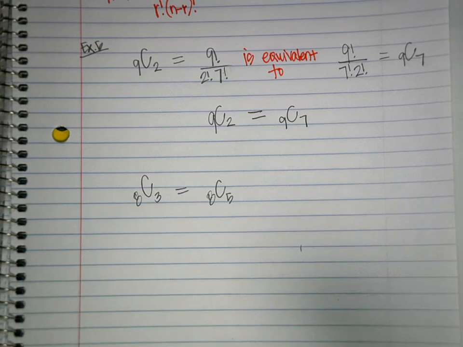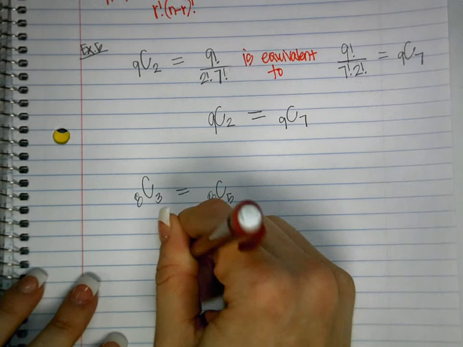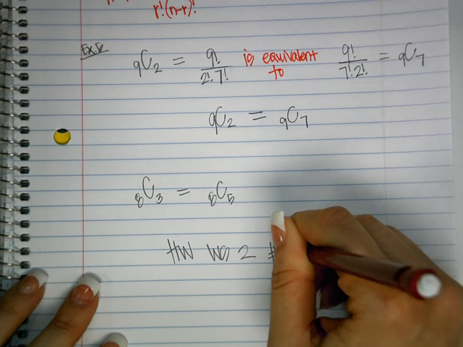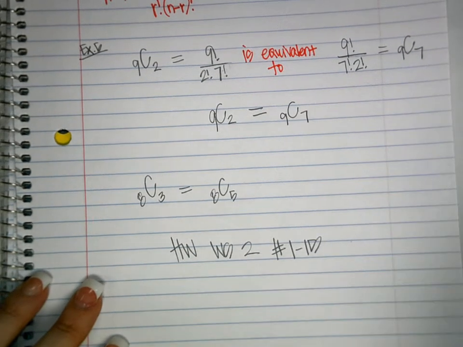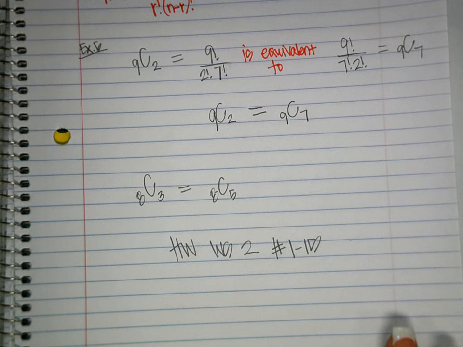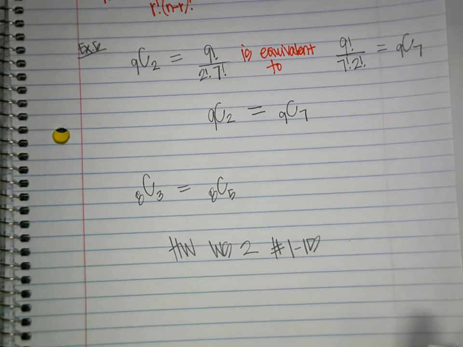What you guys are going to work on right now is homework, worksheet 2. It is not in your green book. I'm going to give it to you. And it is going to be numbers 1 through 15. Worksheet 2, numbers 1 through 15. I will give you the worksheet. Does anyone have any questions?